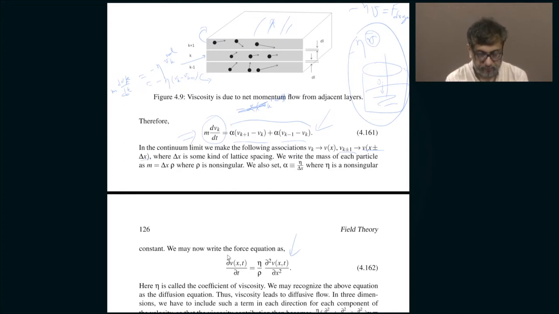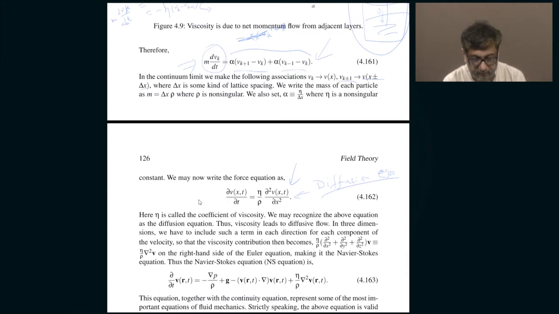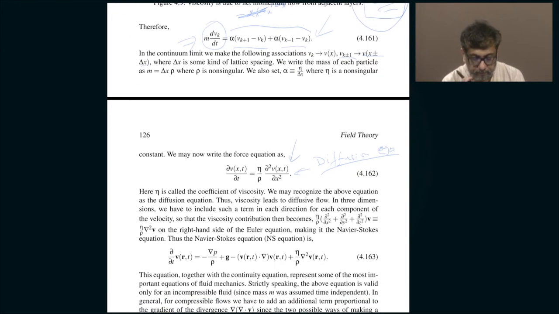Okay, so this has the form of a diffusion equation. This is something that you should recognize as a diffusion equation, which you would have encountered when you study diffusion. And this eta is now called the coefficient of viscosity. Okay, so of course this was a simple one-dimensional analogy. In general, you would have x, y, z also, so this would become del squared.